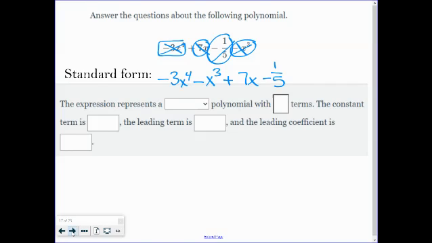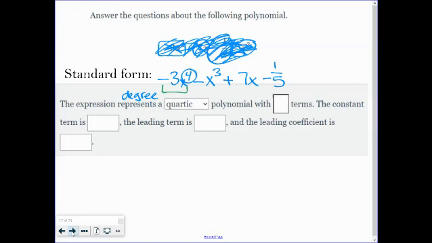Okay, so all I did was rewrite. Now we're just going to look at that blue polynomial to answer all of the questions. We no longer look at this. We just ignore that. That's gone. Okay, we are looking at ours written in standard form. Okay, so the expression represents, this time we want the word for degree. So we look at the largest exponent, and it is 4. And we look at our table, and we know the word that goes with a degree of 4 is a quartic.